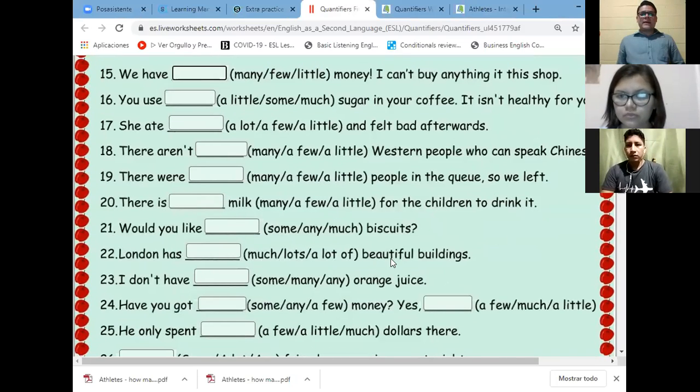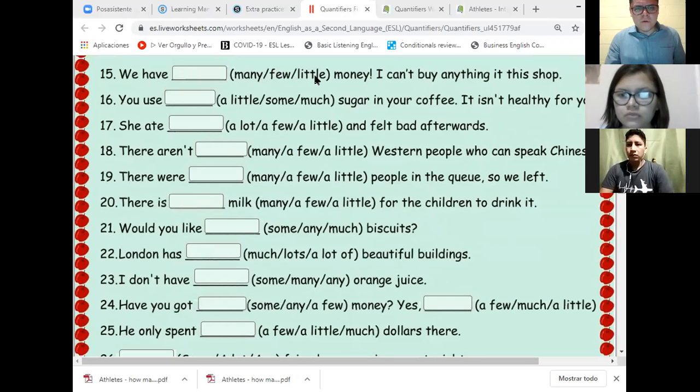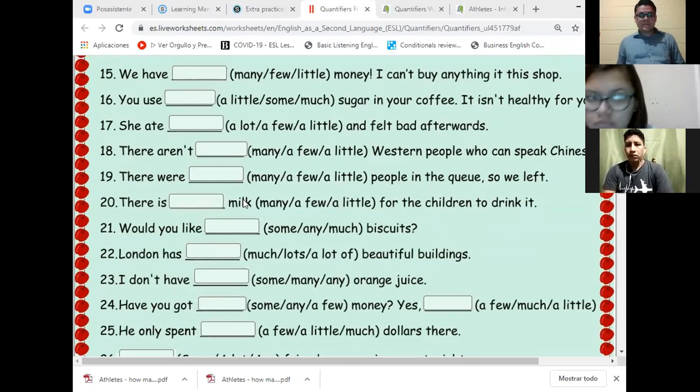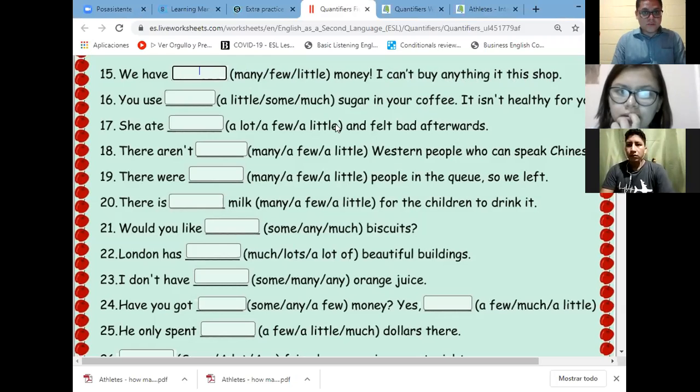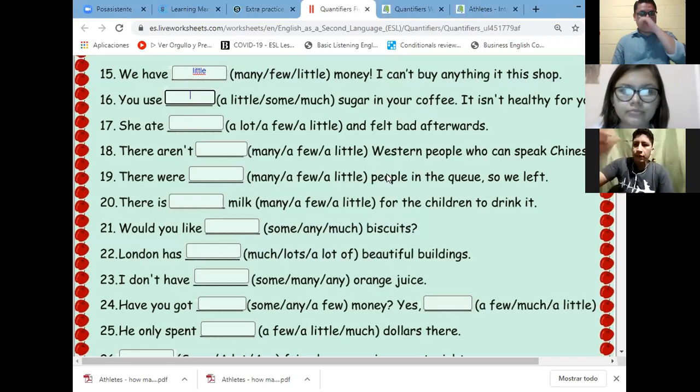Okay, Tanya, look at my screen. Yes, teacher. Number 15. We have many, few, or little money. We have little. Look at this. I can buy anything in this shop. In this case, no es money, no es del dinero que estamos hablando. So this is uncountable. It's uncountable, so it's little, right? That is the correct one. We have little money. Okay, I can buy anything in this shop.